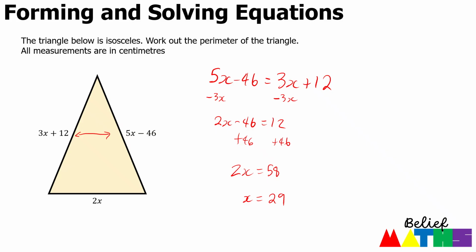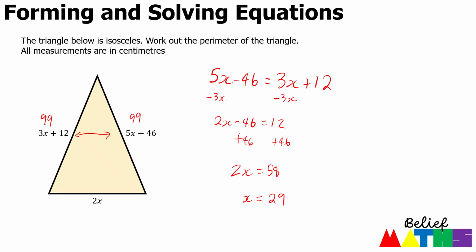Then it asks us to work out the perimeter in centimetres. So what that means is we're going to substitute the 29 back in. So 3 times 29 plus 12. That's 99 on this side. Now, the other side should be exactly the same, but let's just check, and that's a good way for us to check our answer. That also gives us 99 when we sub it in.